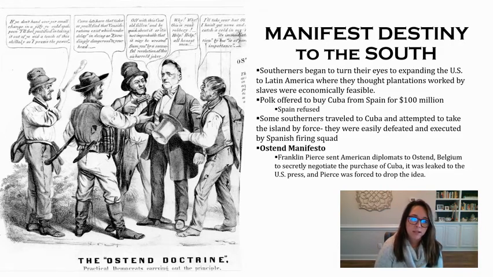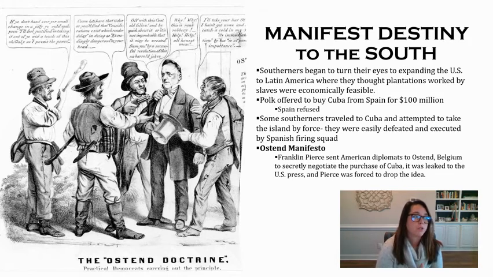So Pierce sends American diplomats to Ostend, Belgium. And this is a secret deal because they didn't want Whigs and Northerners and Free Soilers, I'll talk more about them later, to catch wind of what was going on. They just wanted to do this secret purchase and eventually hope that it could apply for statehood. Anyways, the deal was going to go down. Spain was willing to sell it. However, information was leaked to the American press.